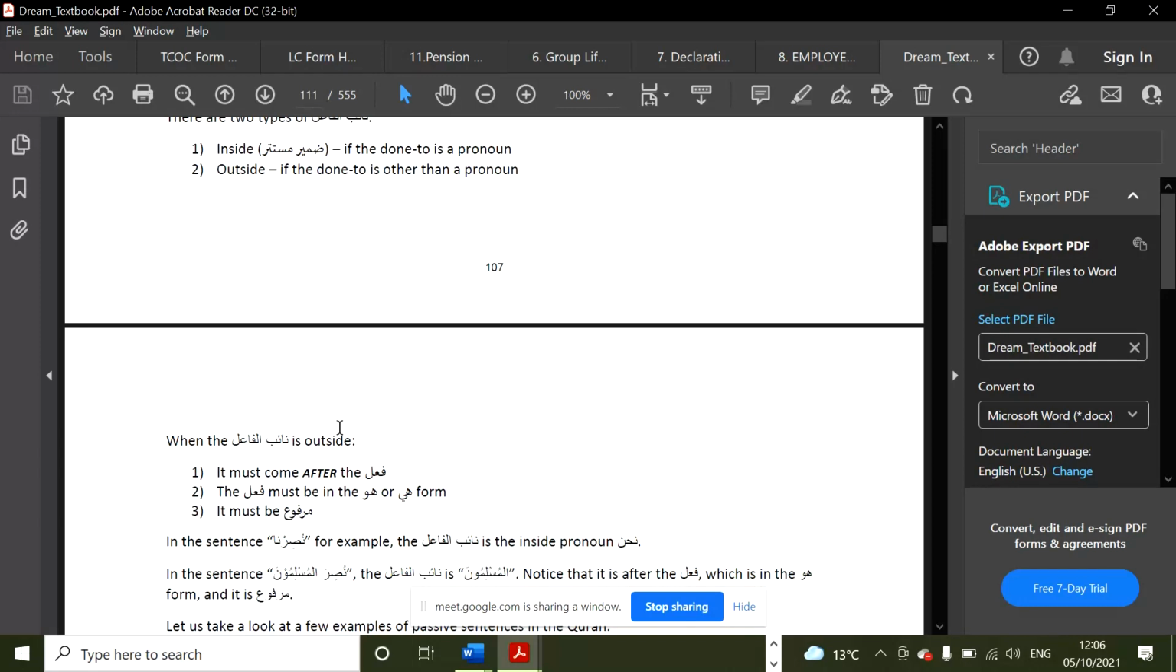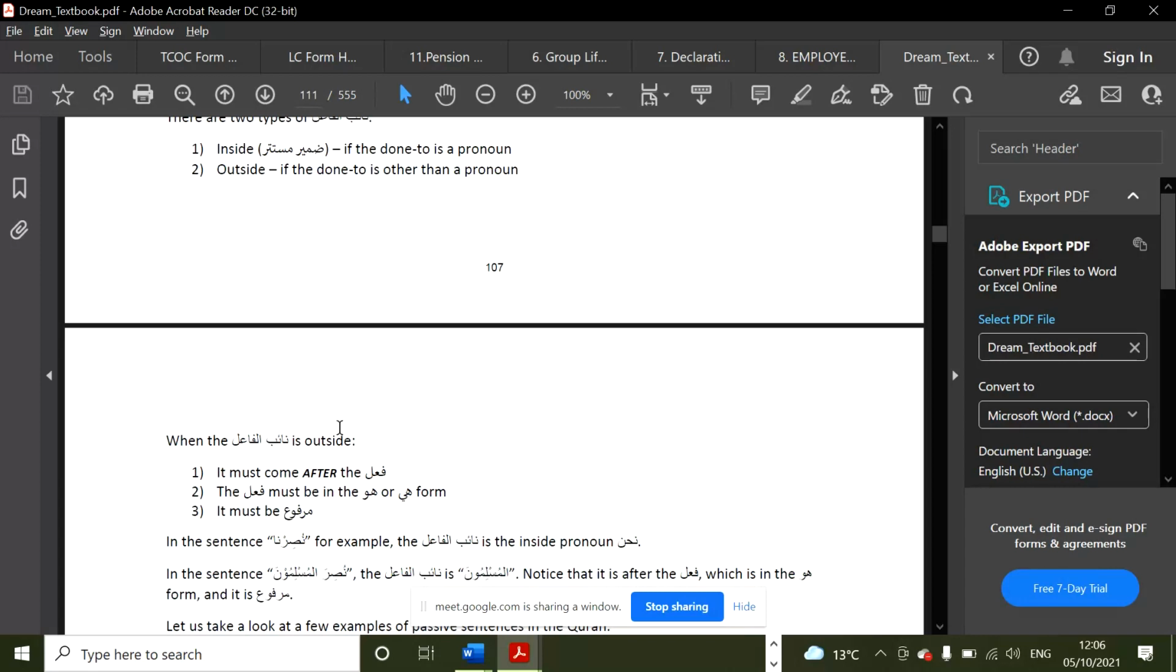Because the difference between fail and naibul fail is that the doer is the one that is performing the act. Naibul fail is something that the action is done to. It's not the active performer of the action, but the action is done to that person or that thing. Like in the example given, the cake was eaten. The cake was not performing an action, but the action was performed on the cake. So that is the difference between fail and naibul fail.